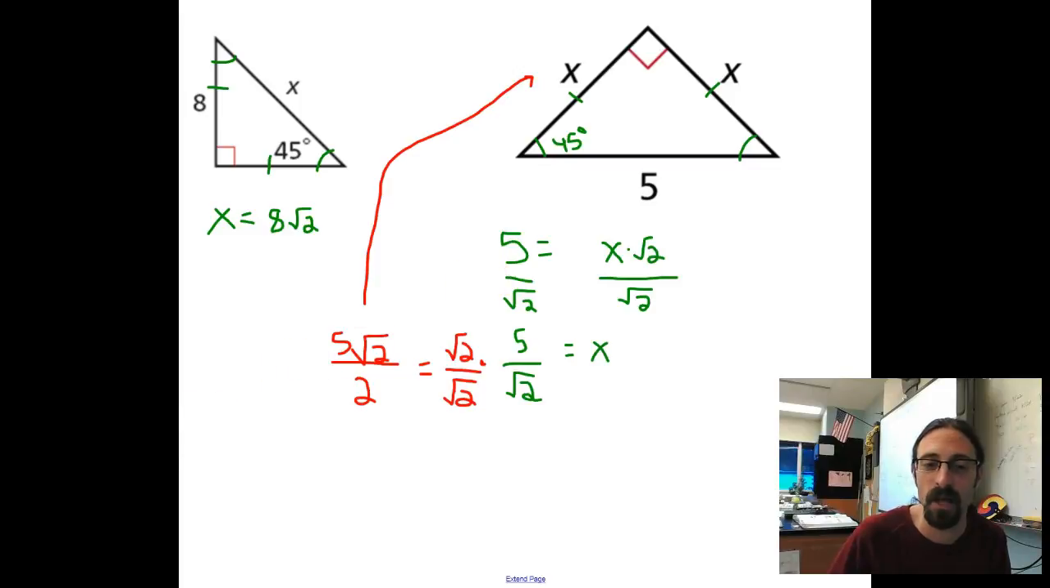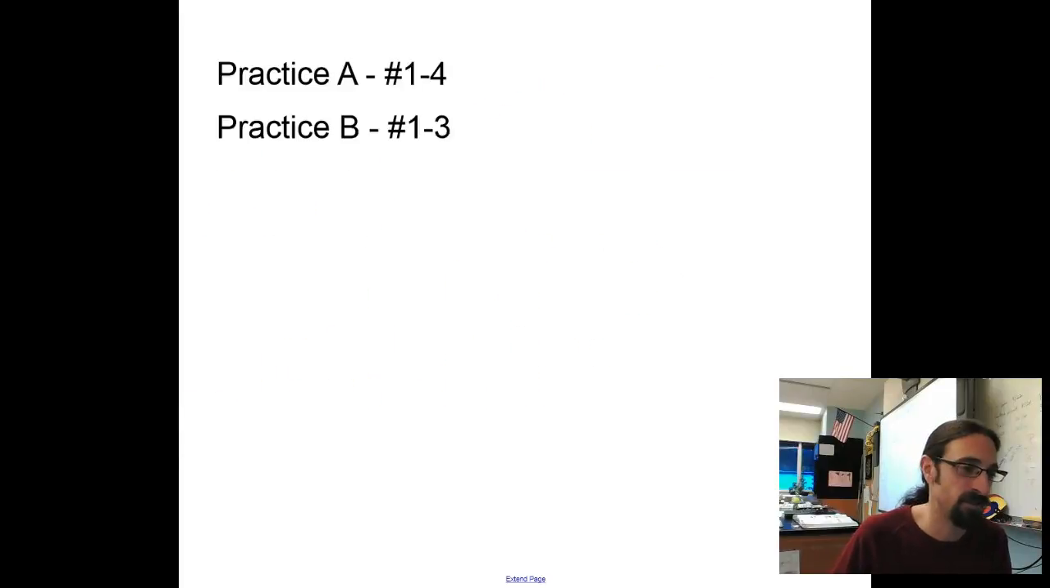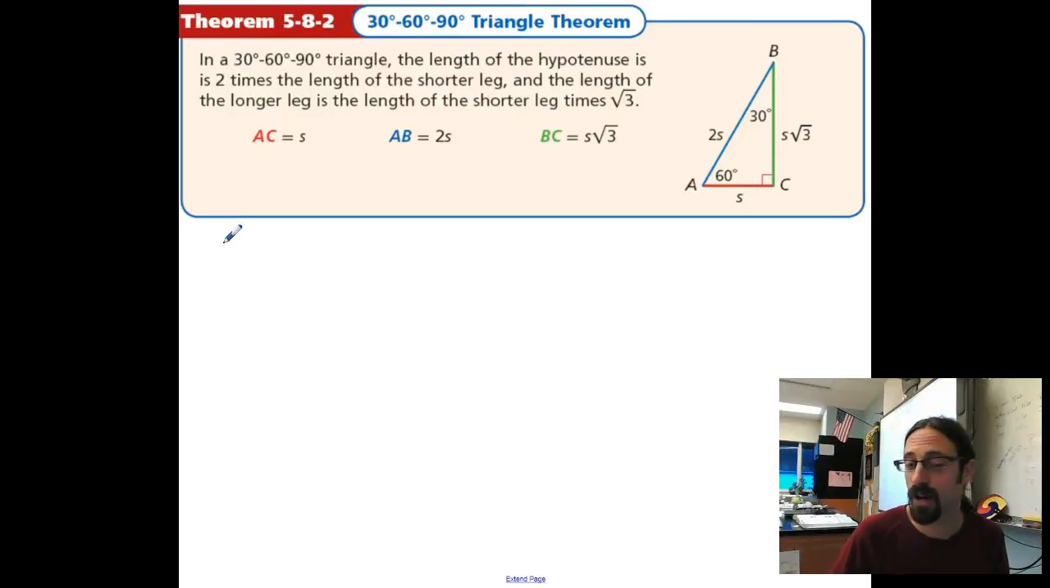Very interesting. I think at this point, you should be able to complete the first few problems on your worksheet. I'm now going to show you the next set of problems, and it has to do with a 30-60-90 triangle. Okay, you're back, you've paused, you've done your problems. Now, what's interesting here, and let's just read it. In a 30-60-90, the length of the hypotenuse is twice the length of the short leg, and the length of the longer leg is the length of the short leg times the square root of 3. So s is the short leg, s square roots of 3 is the long leg, and 2s is the hypotenuse.